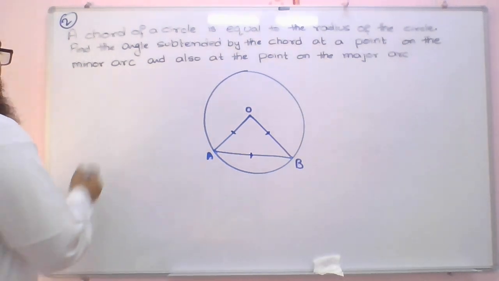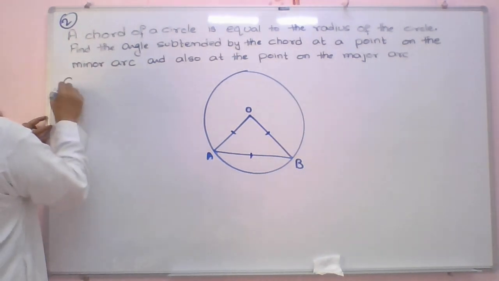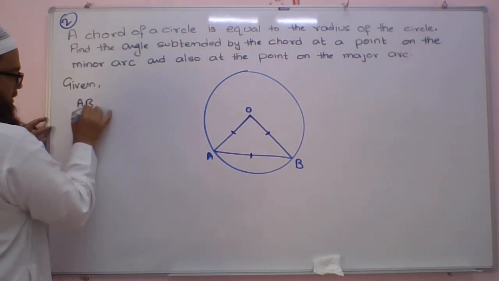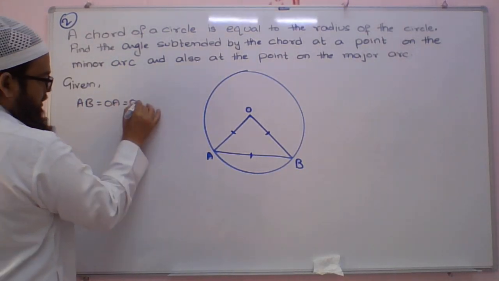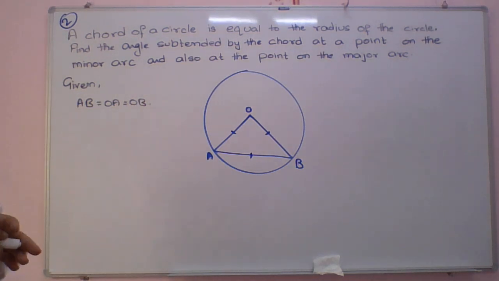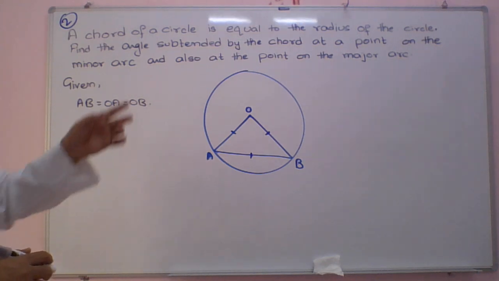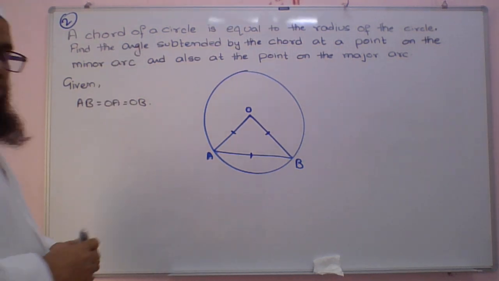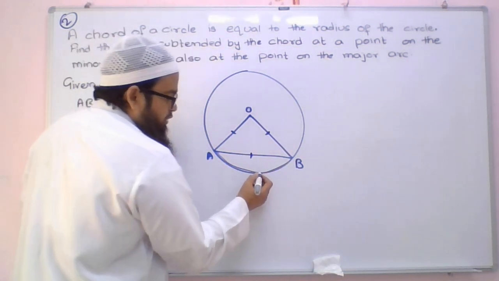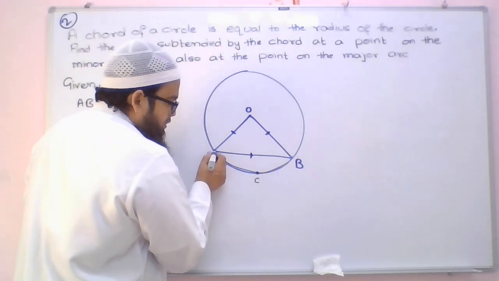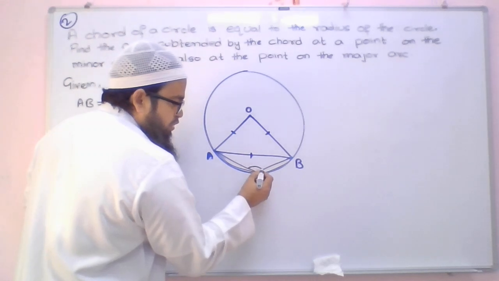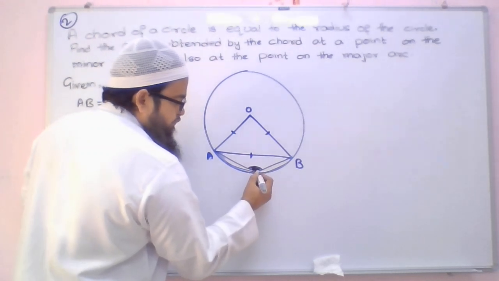Is it right? So let us write given. What is given? AB is equal to OA is equal to OB. This is given. Understood or not? Then he asks us to find the angle subtended by the chord at a point on the minor arc. What is the minor arc? The small one. This is the minor arc, right? So take any point over there. Let us take any C. Draw how the angle will be subtended. Join the end points of the chord to the point.